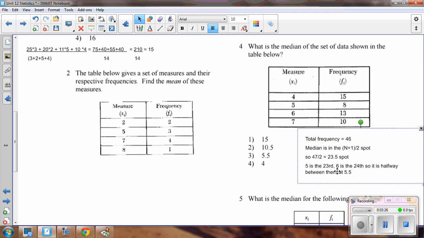As I said a few minutes ago, the median is in the (n plus 1) divided by 2 spot, which means it's the 23.5 spot. If you look, 15 plus 8 gives me 23. That means the 5 is the 23rd spot. The 6 is the 24th spot. So our median is halfway between them at 5.5, which is choice 3.